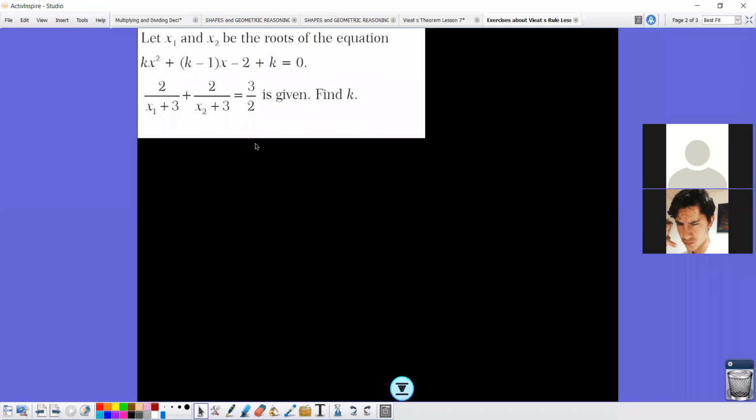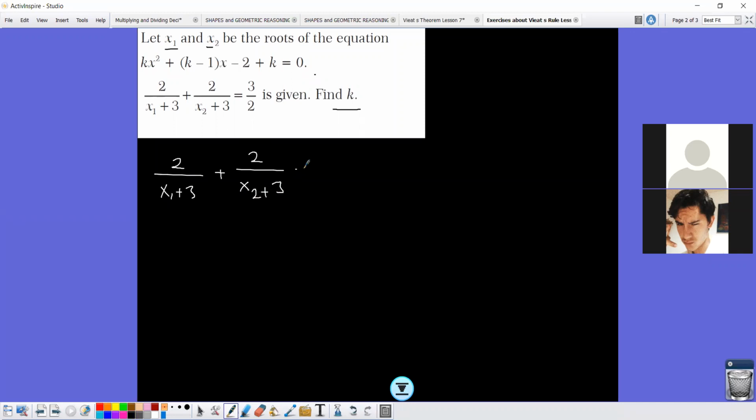Okay, now here, let's see how we'll start to solve. Let's read the question first. We have x1 and x2, roots of the equation. The equation is given like this, and one more piece of information is given about the roots, and we need to find k. I will take this information to work with it. Teacher, do we need to find here x1 plus x2, what it is? We will need something like that, but let's see how it will come.